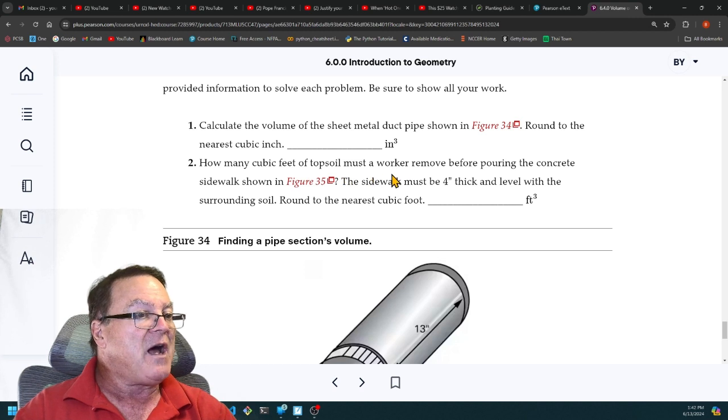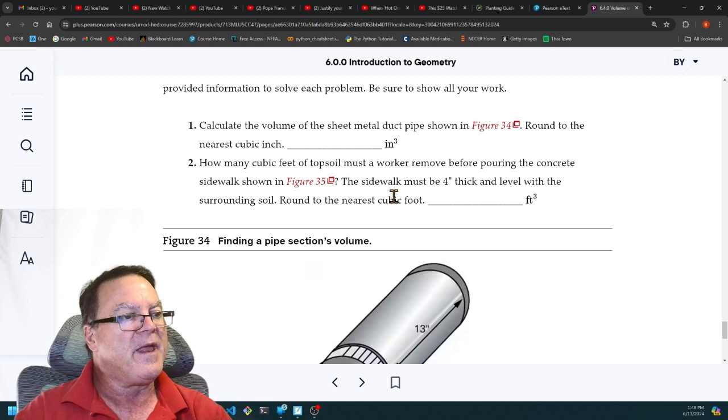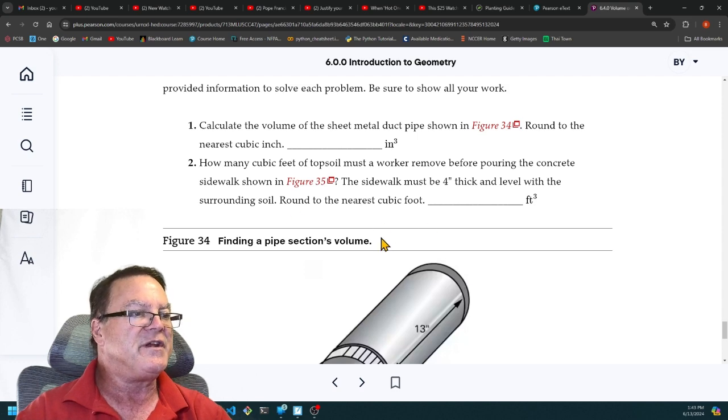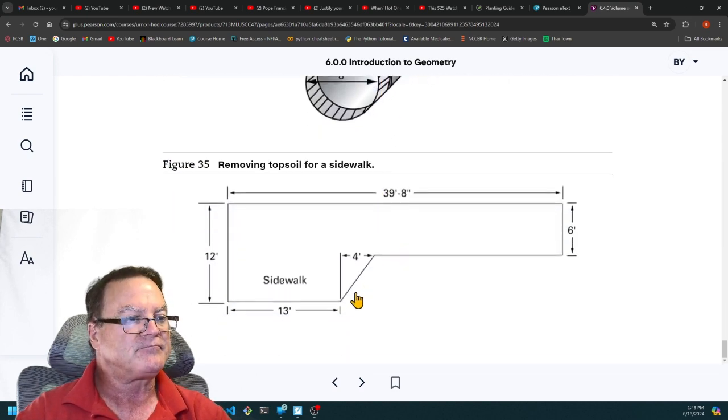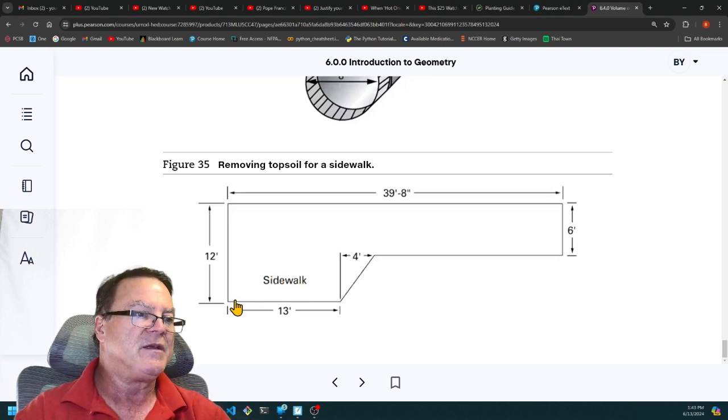How many cubic feet of topsoil must a worker remove before pouring the concrete sidewalk shown in figure 35? The sidewalk must be 4 inches thick and level with the surrounding soil, round to the nearest cubic foot. Okay, so first we need to find the area of the top of the sidewalk, and then we'll multiply it by the depth of the sidewalk, and they said that was 4 inches thick. So here we have 12 feet by 13 feet, and here we have 39 feet, 8 inches by 6 feet.